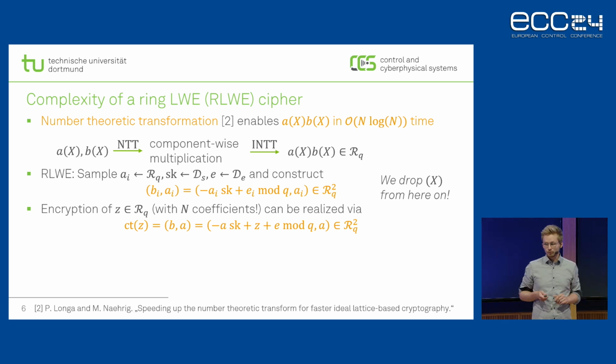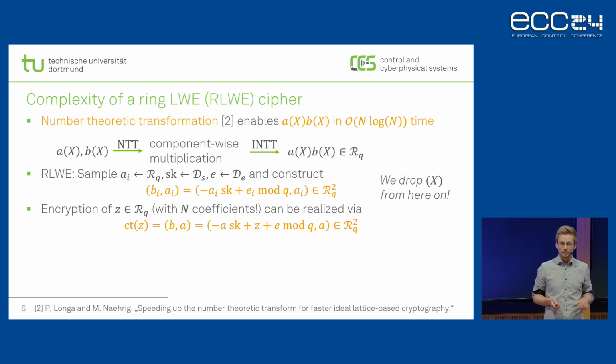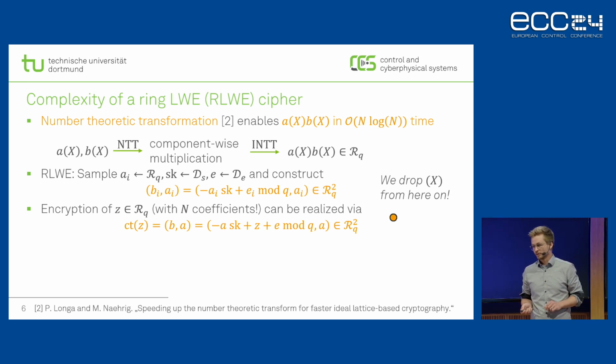If we then want to construct a crypto system on top of that, we have not the LWE problem, but the ring LWE problem. So everything is now based on polynomial rings. A is now sampled from this polynomial ring, and the secret key is also from a polynomial ring distribution, as well as the error. And then we construct our LWE instance. It looks exactly the same as before, but only with polynomials now. And for brevity, I will drop the of x in the following.